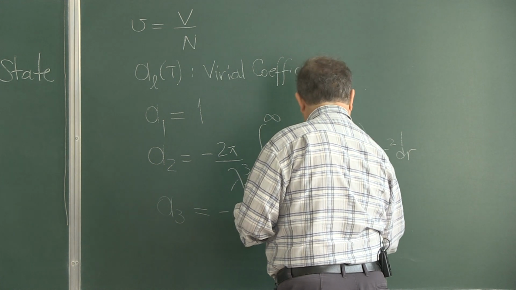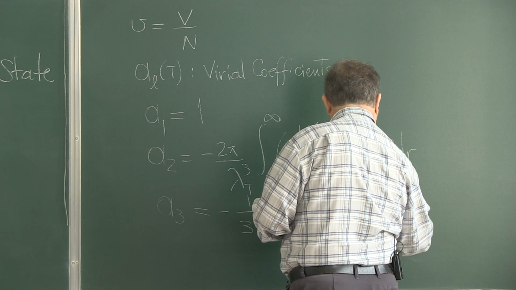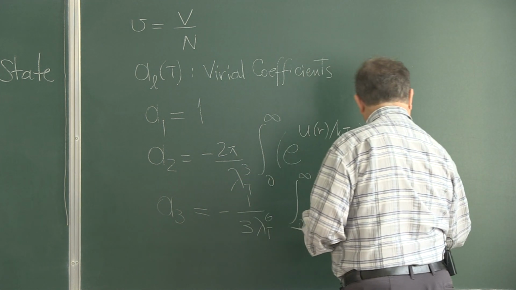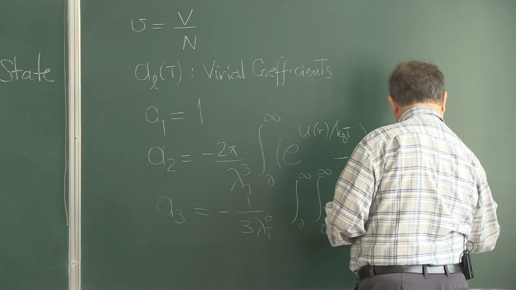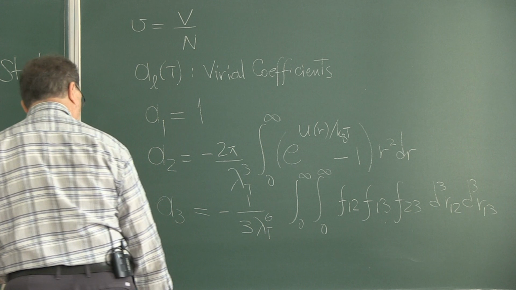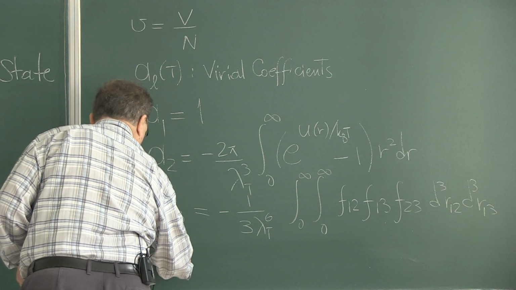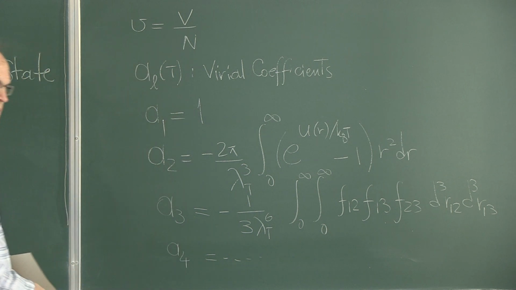f(1,2), f(1,3), f(2,3), d cube r(1,2), d cube r(1,3). And that's the way it goes. You can read your book or other sources about this virial expansion.